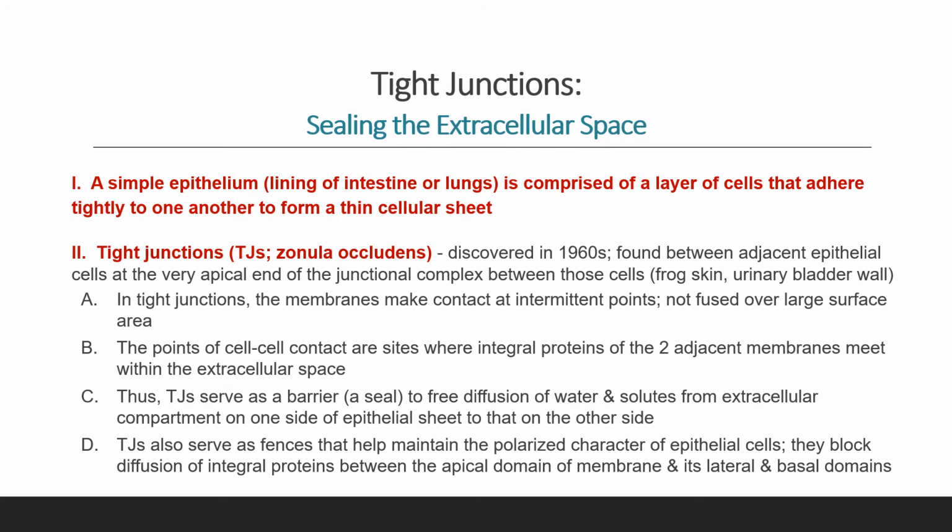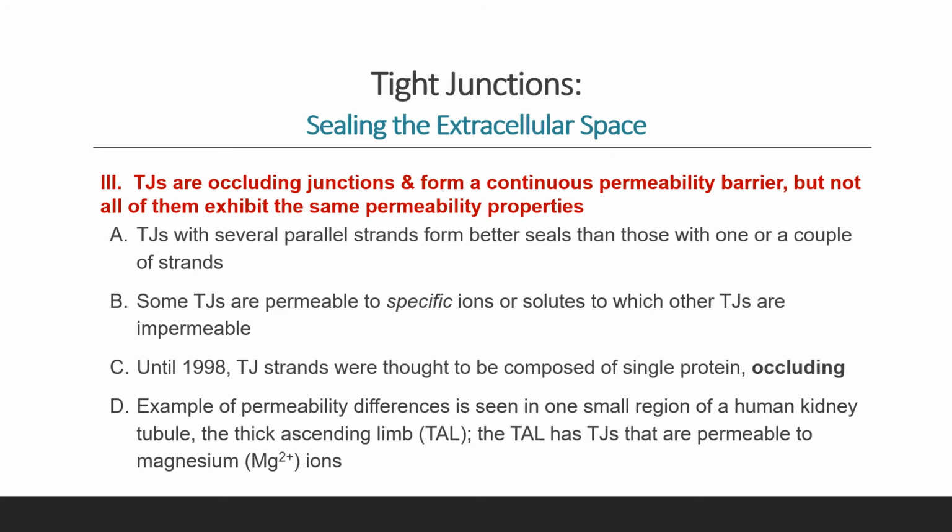So TJs also serve as fences that help maintain the polarized character of epithelial cells. Thus, they block diffusion of integral proteins between the apical domain of the membrane and its lateral basal domains. So TJs are occluding junctions and form a continuous permeability barrier, but not all of them exhibit the same permeability properties. So TJs with several parallel strands form better seals than those with one or a couple of strands. Some tissues are permeable to specific ions or solutes to which other TJs are impermeable.